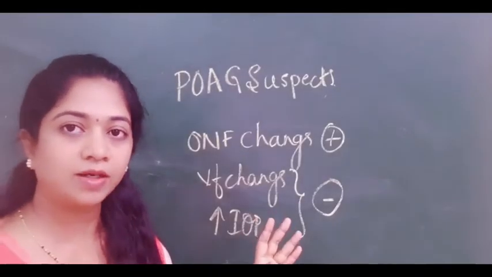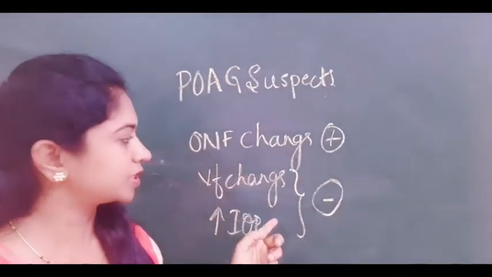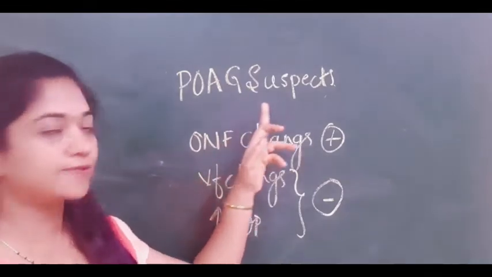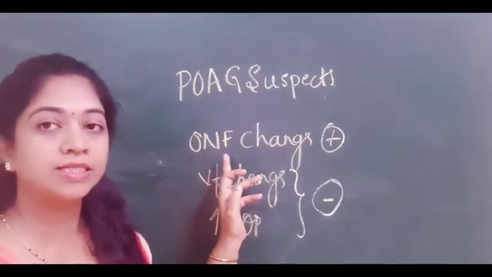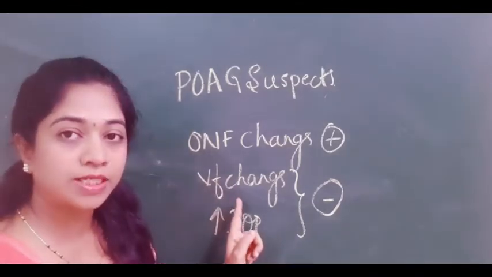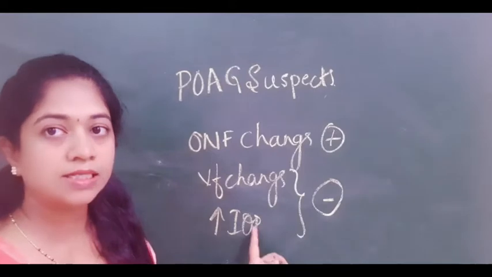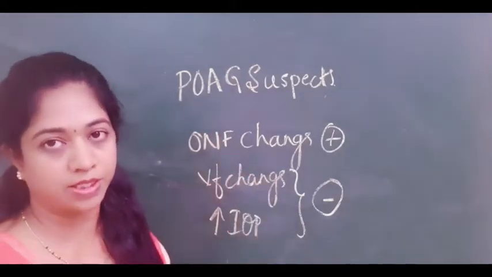There is one more entity called primary open angle glaucoma suspects. So it has another permutation combination of these changes. In suspects, you have optic nerve head changes which are typical of glaucoma, but there are no changes with respect to visual fields and there is no increased intraocular pressure. So this constitutes POAG suspect patients.